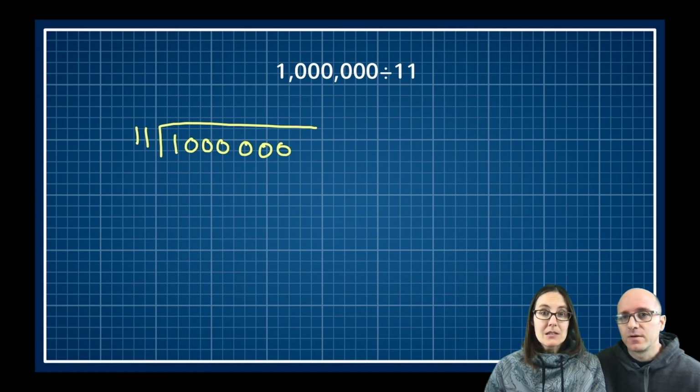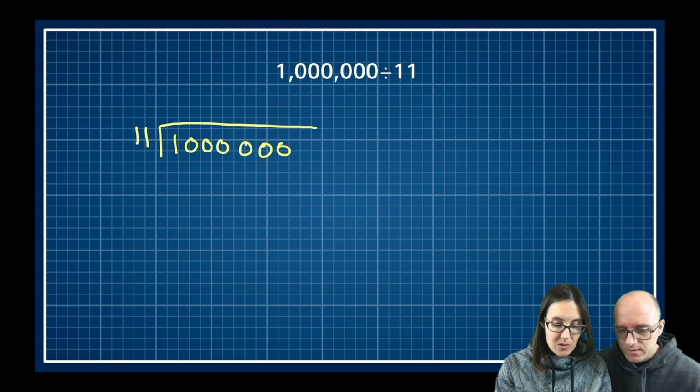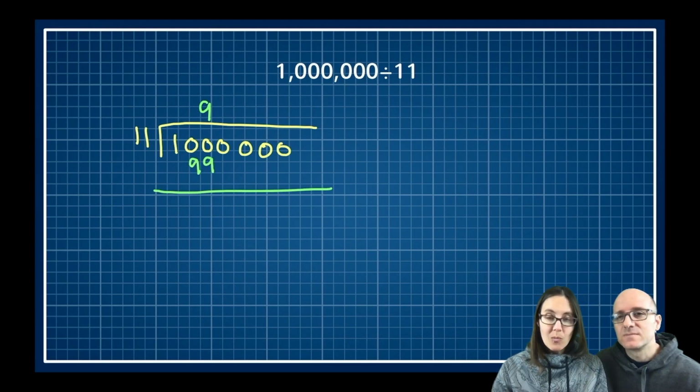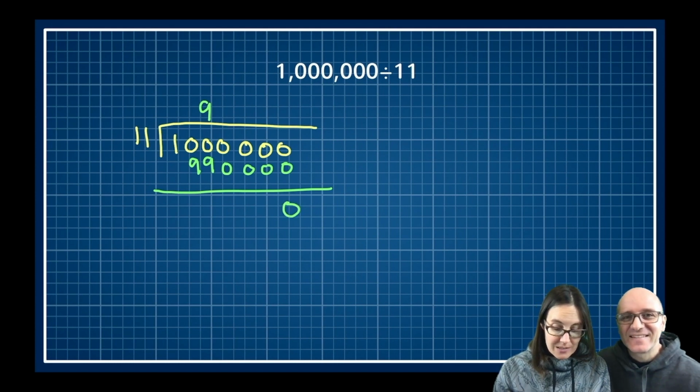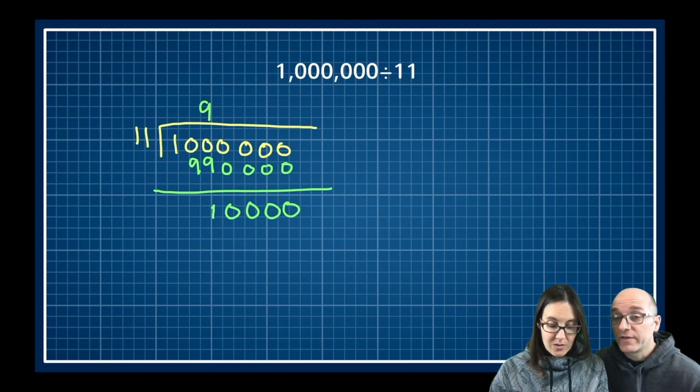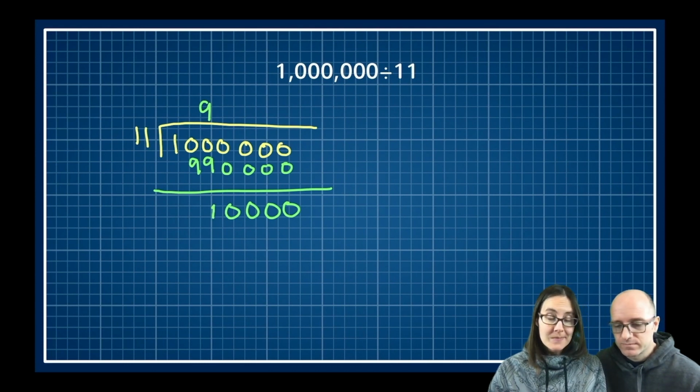11 times 9 is 99. That would be the closest I can get to 100. So I'm going to write my 9 here. 9 times 11 is 99. But really, because I'm way up here in my 10,000 spot, I could just fill in zeros here when I subtract. I like putting the zeros in. And then we get 1 left over. Yep, 100 minus 99 is 1.